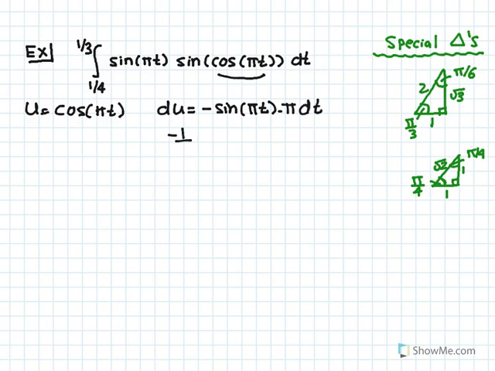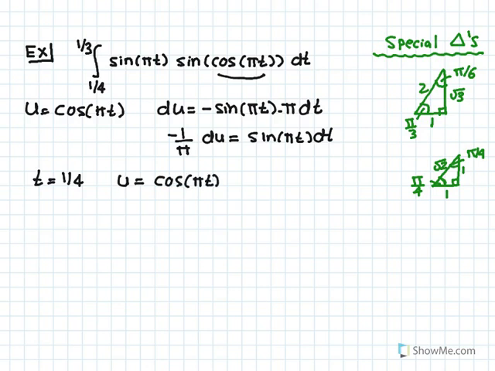Now we get negative 1 over pi du is equal to sine of pi t dt. Alright, let's change the t limits to u limits. The lower t limit is t is equal to 1/4. Plug that into u is equal to cos of pi t. That's going to give us cosine of pi over 4. And cos of pi over 4, using a triangle, is going to be adjacent over hypotenuse. That is 1 over root 2.